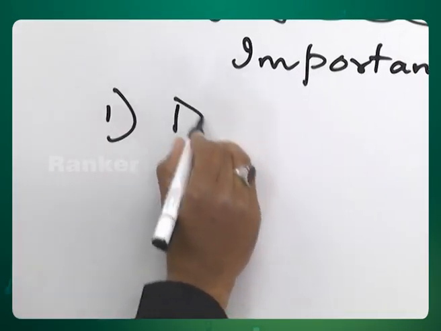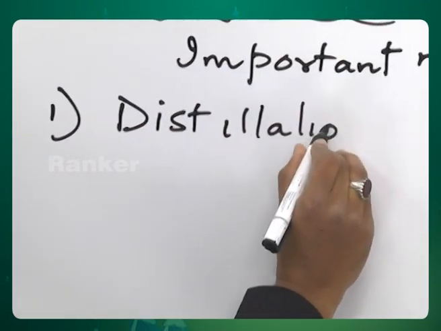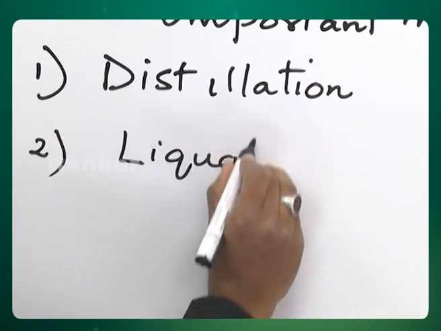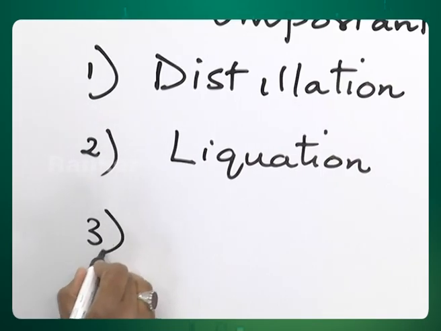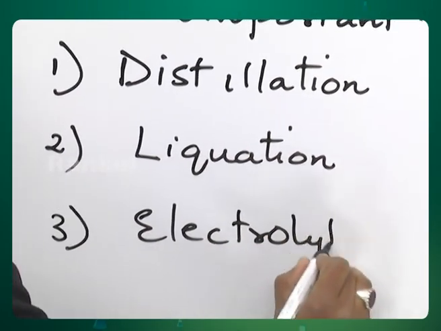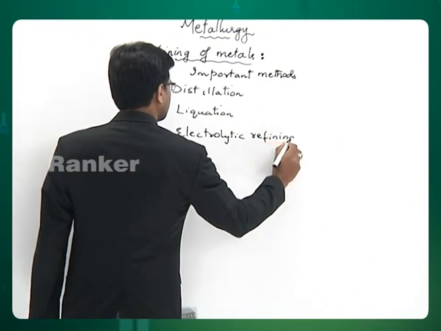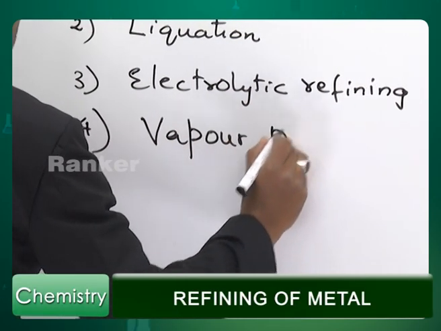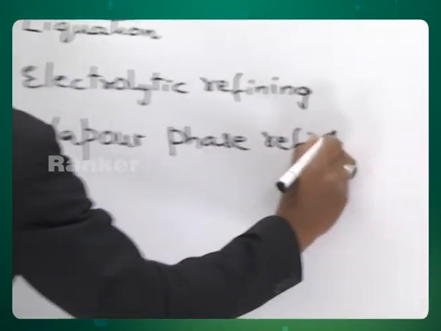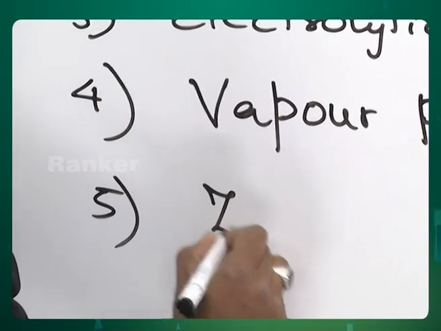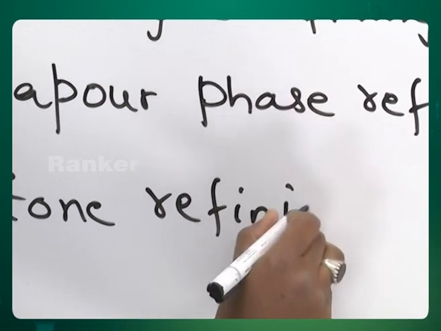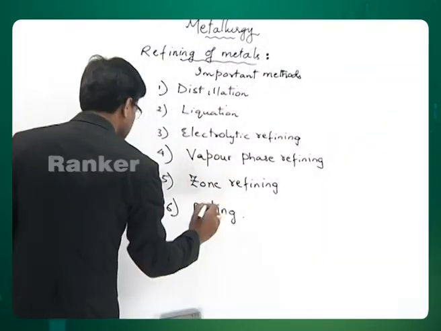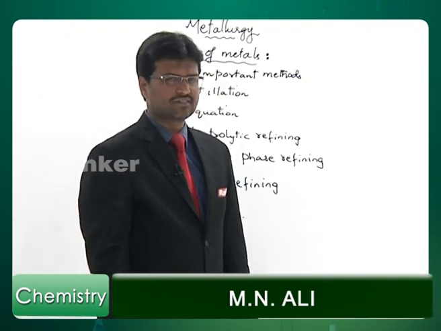Number one, we have distillation. Number two, liquation. Number three, electrolytic refining. Number four, vapor phase refining. Number five, zone refining. Number six is pooling. These are the various methods of purification we are going to discuss here one by one.